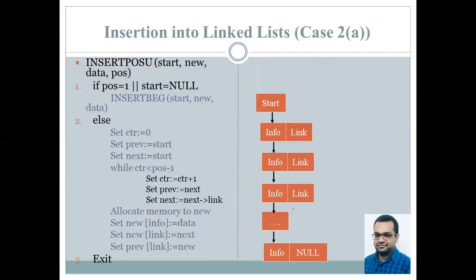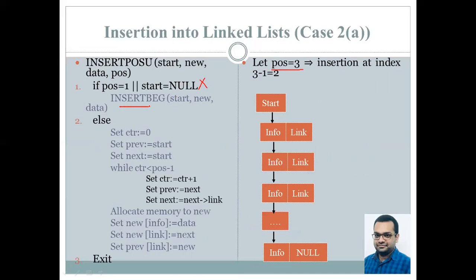Let's see how. Let us say suppose we are given this linked list which is not empty, and the new node that needs to be inserted has the position 3. Therefore, both these checks are false over here.